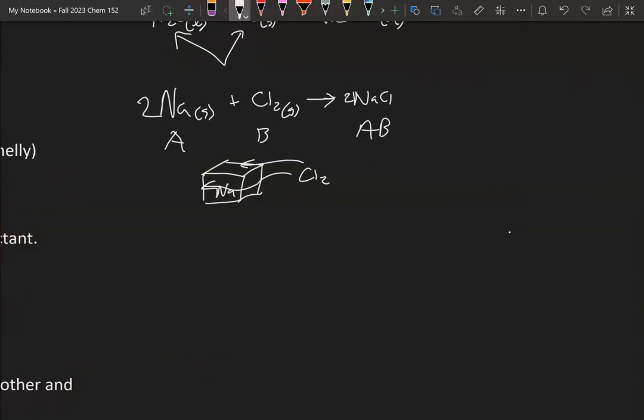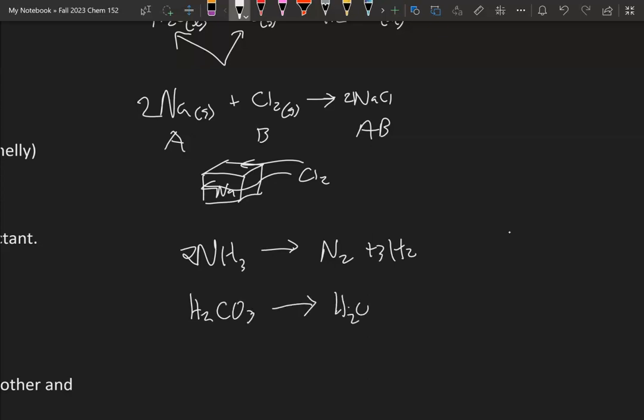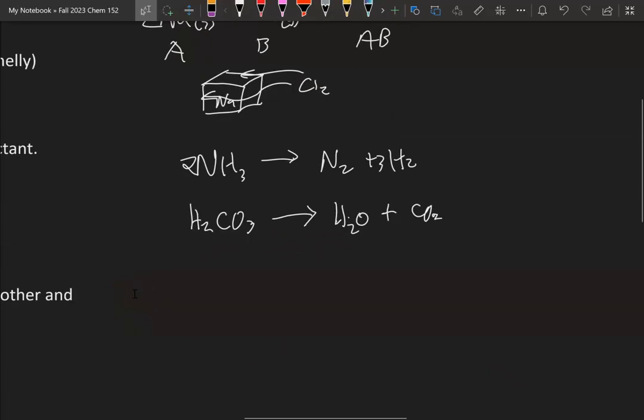Now, again, the NH3 can be reversed to form nitrogen gas plus hydrogen gas, and so you can see that it's the opposite way. You take the AB and you're breaking it down. It's decomposing into multiple compounds. Another one would be the H2CO3 breaking down to H2O plus CO2. All right, so that's another example of a decomposition reaction.